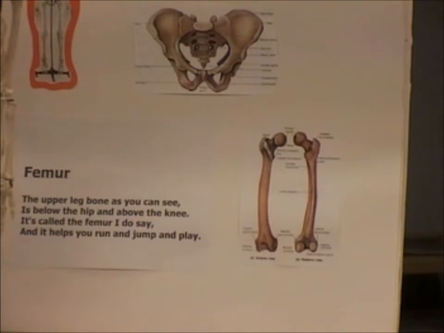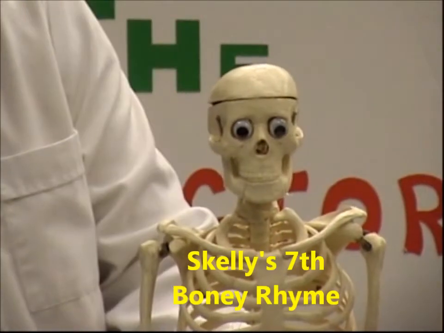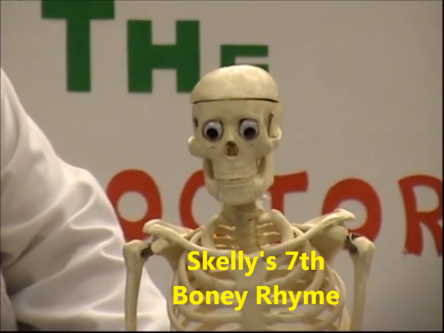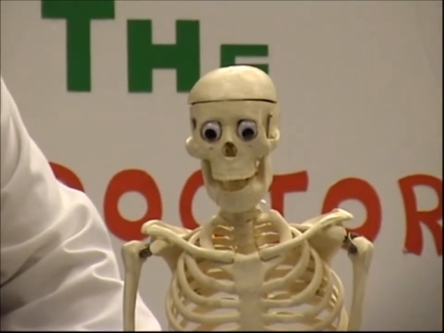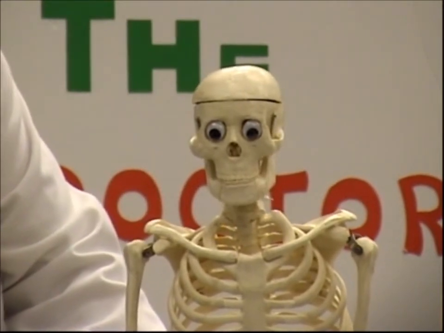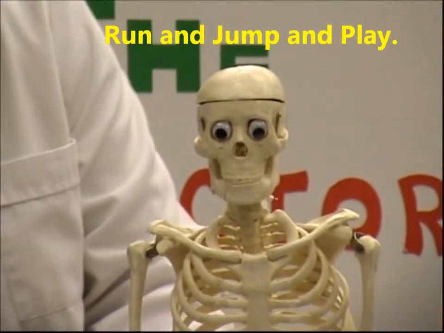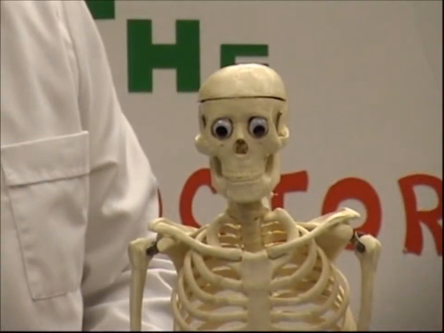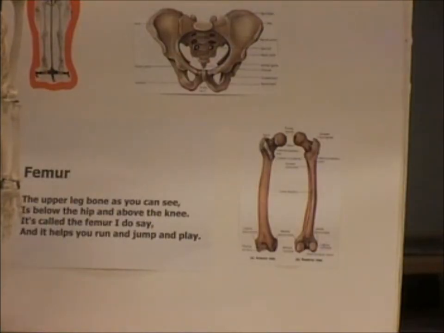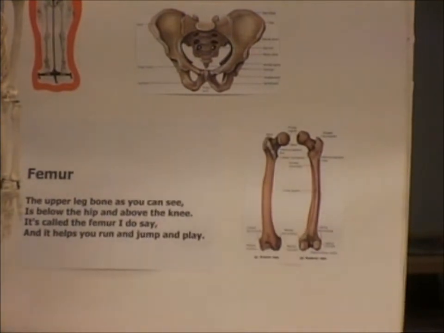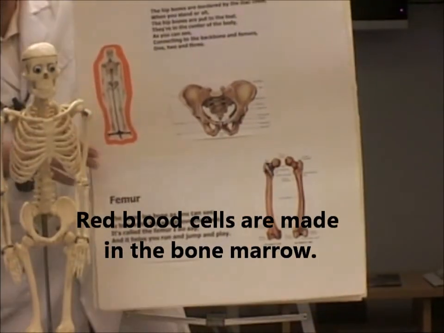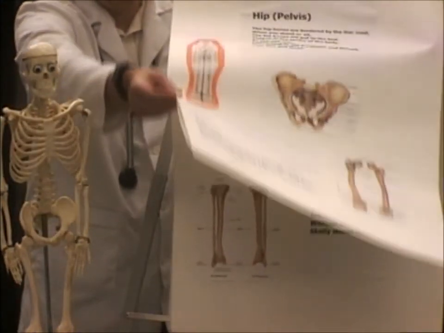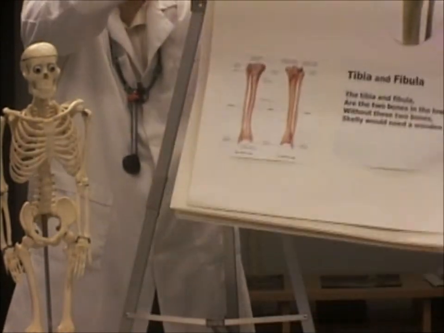Skelly, would you like to tell us your rhyme on the femur? Okay, here we go. The femur. The upper leg bone, as you can see, is below the hip and above the knee. It's called the femur, I do say, and it helps you run and jump and play. Very good. So obviously you're going to need your femurs to run and jump and play. It's the big leg bone, where a lot of red blood cells are made, by the way. Your red blood cells are constructed in the bony inner part of the bones.